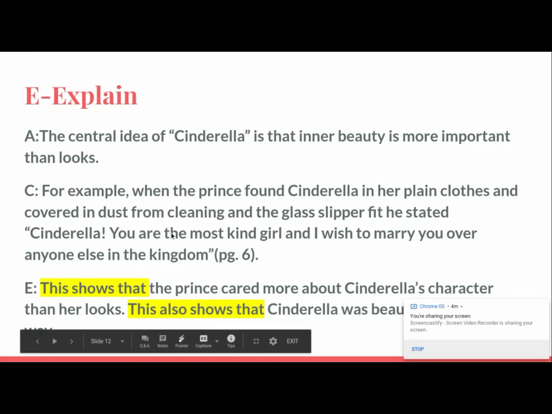Okay, so what does him saying you are the most kind girl have to do with anything? Well, it shows that the prince cared more about Cinderella's character than her looks. And this also shows that Cinderella was beautiful in her own way. Okay, you always have 2 E sentences.